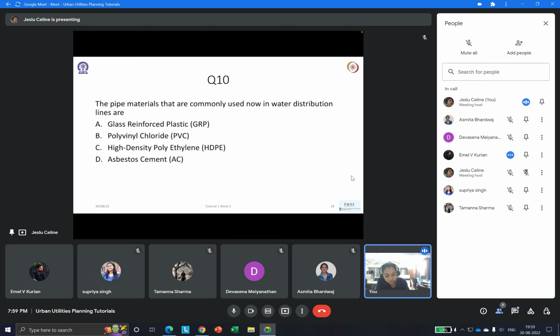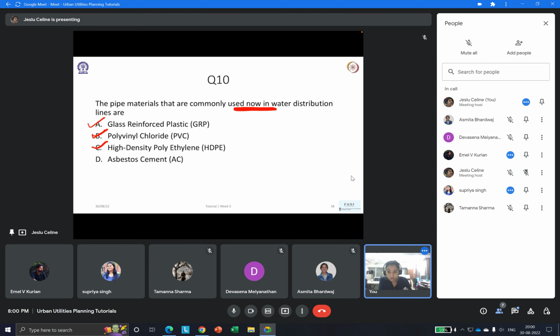Let's discuss one by one. So you're saying glass reinforced plastic is used? Yes. We've discussed that in our lecture. Glass reinforced plastic, PVC, polyvinyl chloride, high density polyethylene, all these are used. This is commonly used nowadays. And the question is also asking which is commonly used nowadays. So all these three are used. Plastics are being used more frequently now than before.